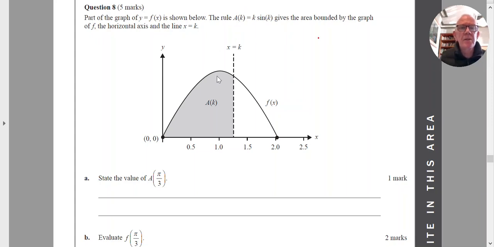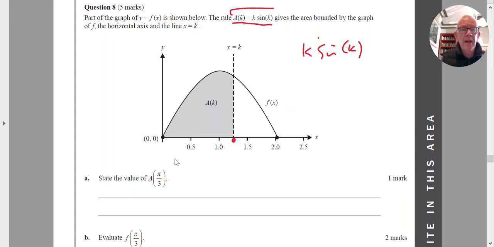Okay, so this is question number 8. We have a rule which is A of k, the area here, and k sine of k, depending upon the value of k, will actually give you the area. I'm getting the area from this rule. I'm not getting the area by integrating because I don't know what f of x is. F of x is a function that hasn't been given to me.